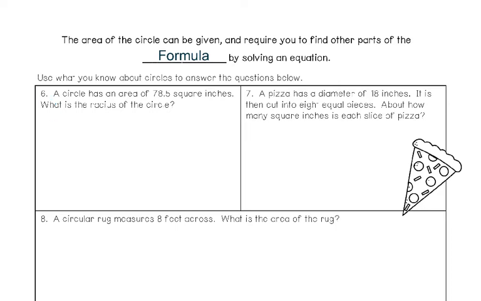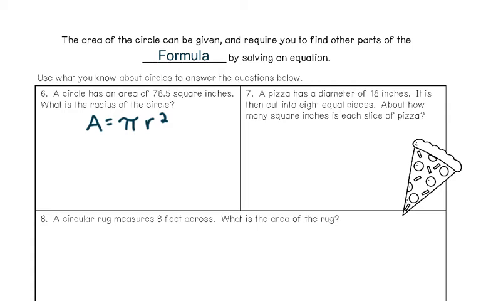Let's use number 6 as an example. It says a circle has an area of 78.5 square inches. What is the radius of the circle? So just like you saw Harlan and Kenneth and Kinley do, you're going to set up the formula for area of a circle. You should know that area equals pi times r squared.